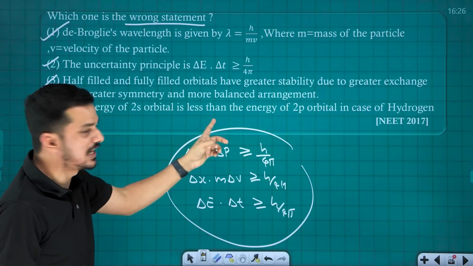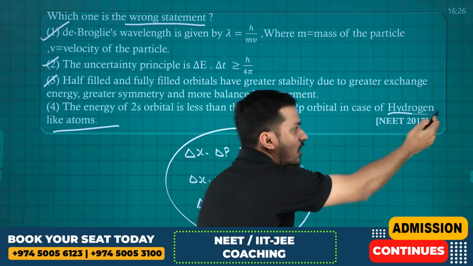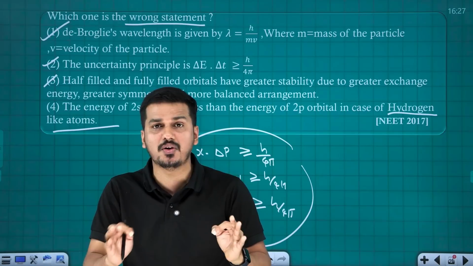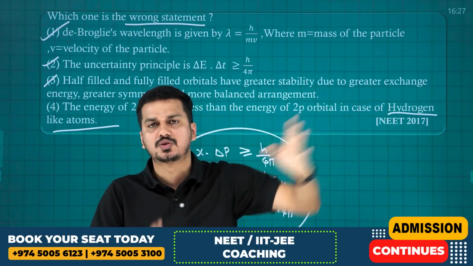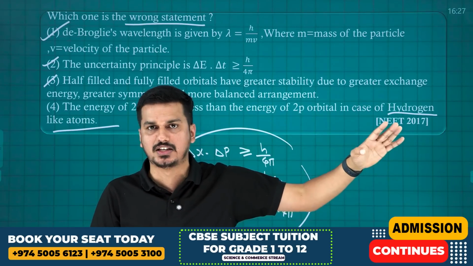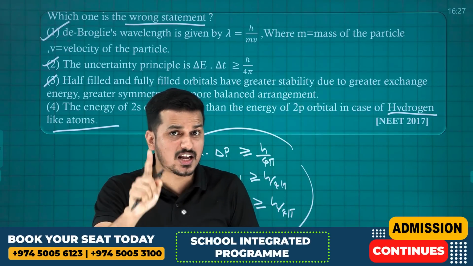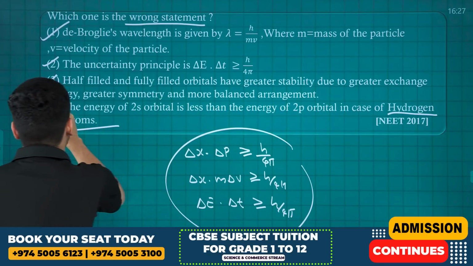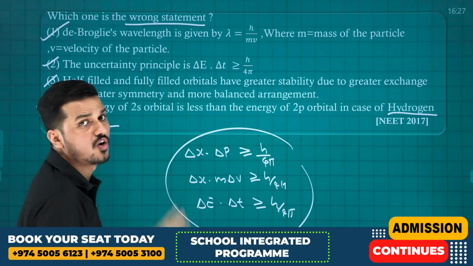The energy of 2s orbital is less than the energy of 2p orbital in case of hydrogen-like atoms. Wrong. Hydrogen contains only one electron. In one-electron species, all orbitals in the same shell have the same energy. So the first shell has one energy; in the second shell, 2s and 2p have the same energy; 3s, 3p, 3d have the same energy. If it contains only one electron, the energy levels are arranged accordingly. So the fourth statement is the wrong statement. That's actually the correct answer for us, since they are asking us to find the wrong statement.